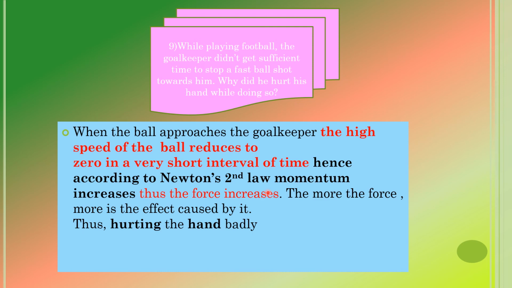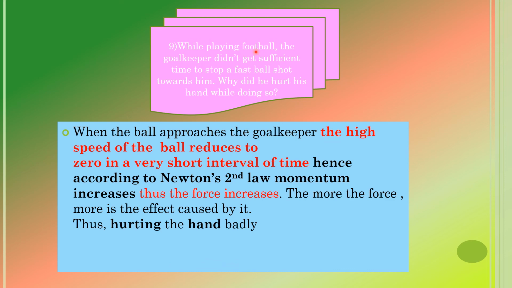Similar question we've done, that why does a cricketer take his hand backward while catching a fast moving ball? We've learned, right, that if he doesn't take his hand backward, then the high velocity reduces to zero in very less interval of time, due to which the momentum increases, force increases, impact is more, hurting is more. But if he takes his hand backwards, then the time to catch the ball increases, right? So the momentum decreases, force decreases, impact reduces, hurting is less. It's the same question we can link here with the football case also. So what is the logic? That suddenly the velocity reduces to zero, in very short interval of time.